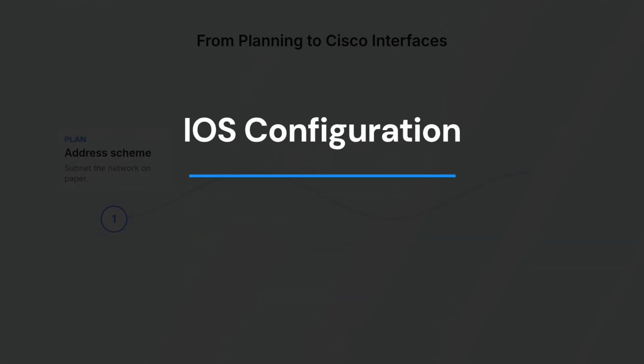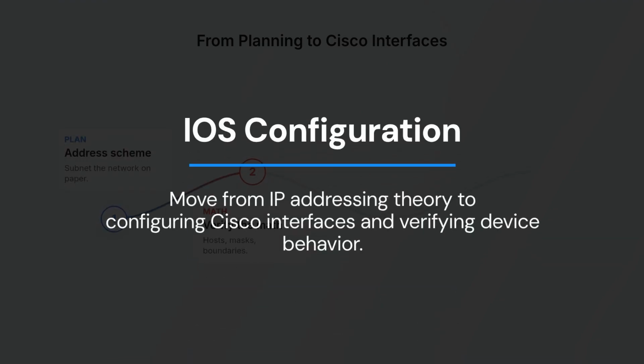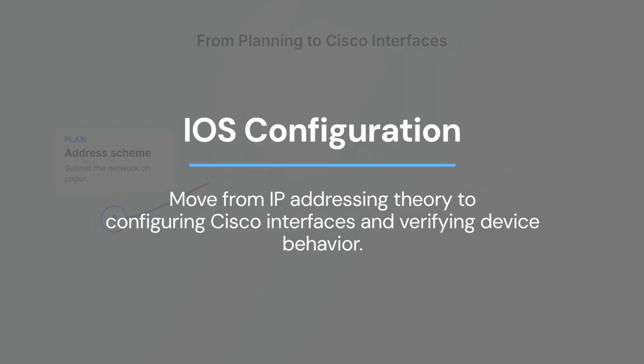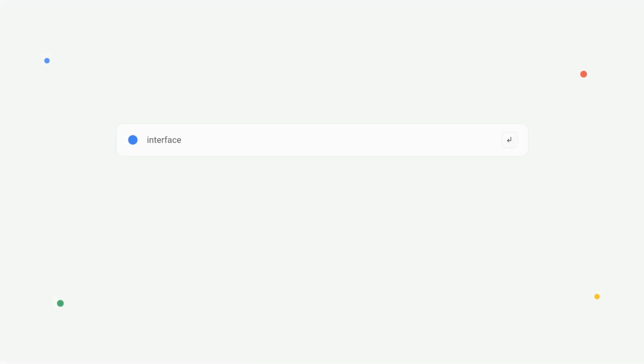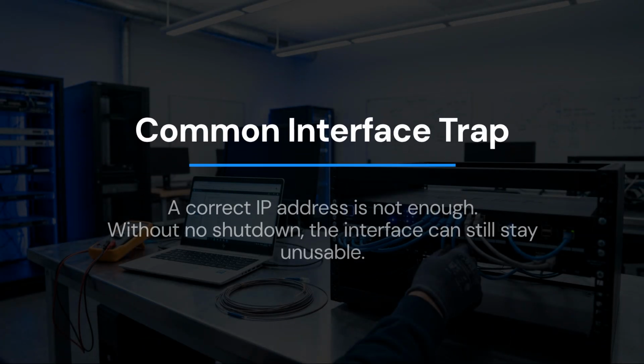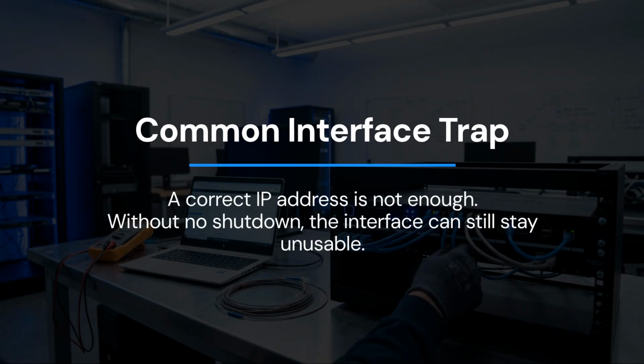Now let's move from planning addresses to putting them on Cisco interfaces, because the CCNA expects you to understand both the math and the device behavior. On a Cisco interface, you'll enter the IP address, the subnet mask, and usually a description so the link is documented. Then you apply no shutdown to bring the interface administratively up. That last line is a classic trap. A correct address with no shutdown missing can still leave the interface unusable in a lab or exam scenario.